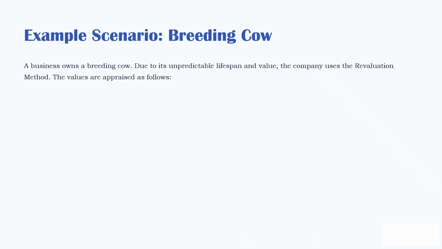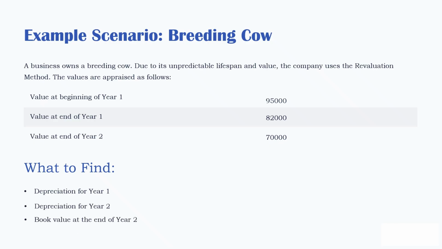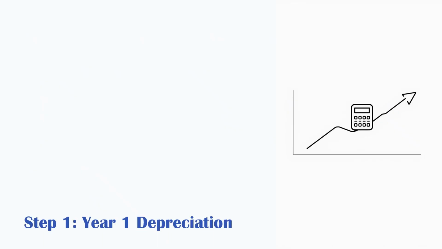Here's an example scenario: a breeding cow. A business owns a breeding cow purchased several years ago. Since unpredictable ang lifespan of value, the company uses the revaluation method. The value at the beginning of year 1 is 95,000 pesos. Value at the end of year 1, 82,000 pesos. Value at the end of year 2 is only 70,000 pesos. And here's what to find: depreciation for year 1, depreciation for year 2, and the book value at the end of year 2.